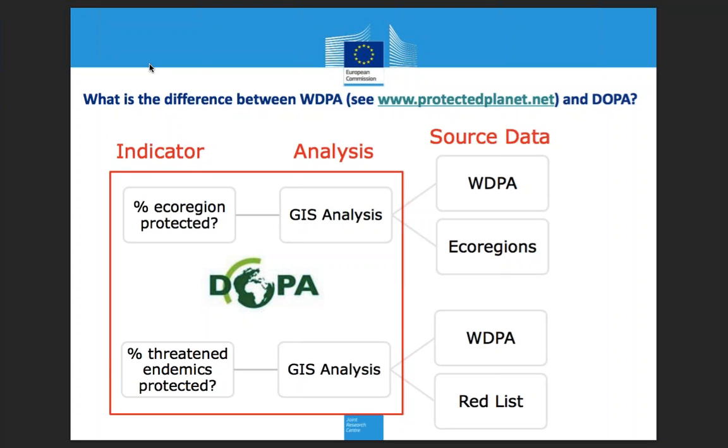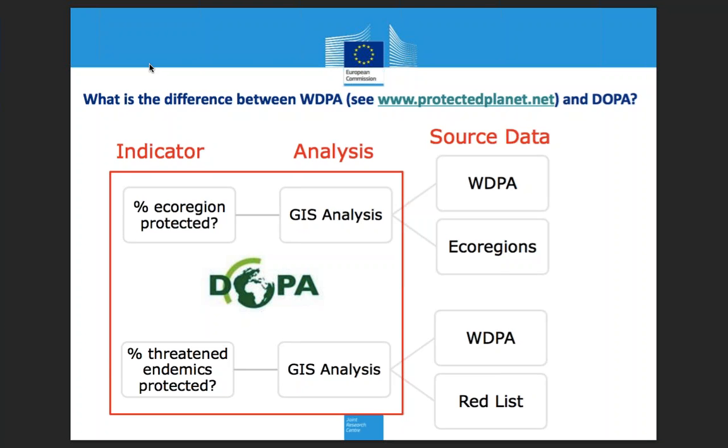But what DOPA is doing is combining this information, on where the protected areas are and other characteristics of the protected areas, with other data sources that are available either from within the JRC or from other international agencies or organizations, United Nations or other international organizations, and combines the WDPA with this information to provide indicators that inform about the values, pressures, and conditions, the conservation status of different protected areas.